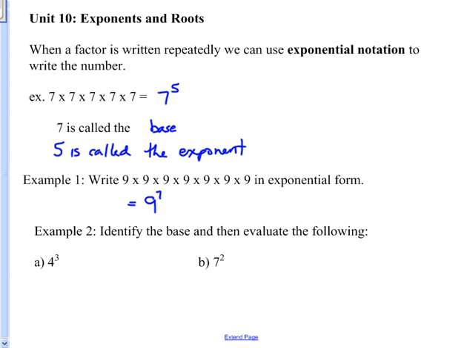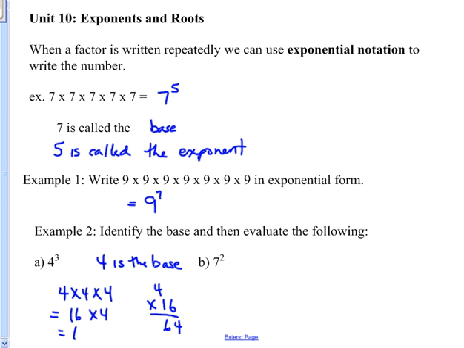The other thing that we're going to ask you to do is identify the base and then evaluate. Now evaluate means find out what this is equal to. So 4 to the power of 3, sometimes we call that 4 cubed. So 4 is the base, and what this means is 4 times 4 times 4. Now 4 times 4 is 16 times another 4. Now if we have to do that longhand, we can do that. 4 times 16. 4 times 6 is 24, so I'm carrying 2, so that's 64. So we'd say 4 cubed is equal to 64.